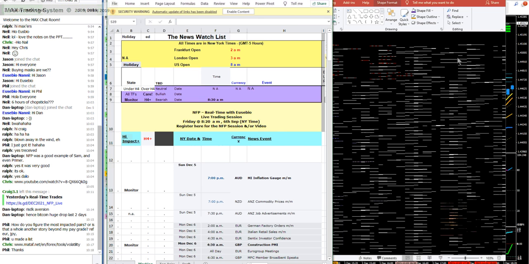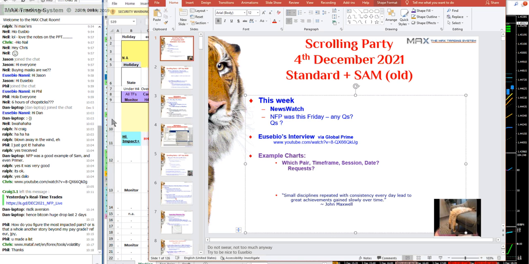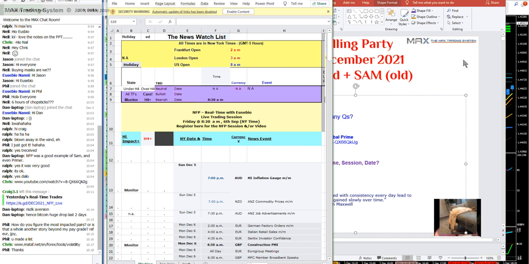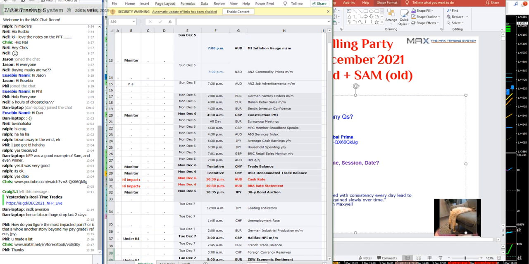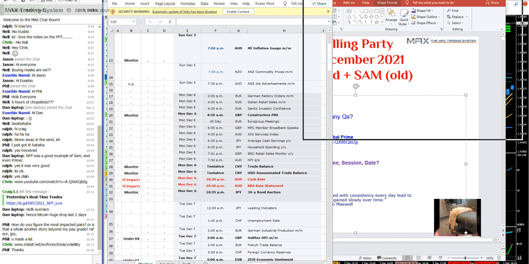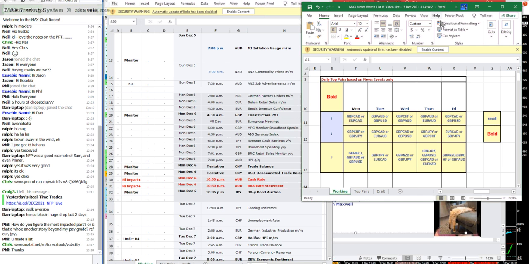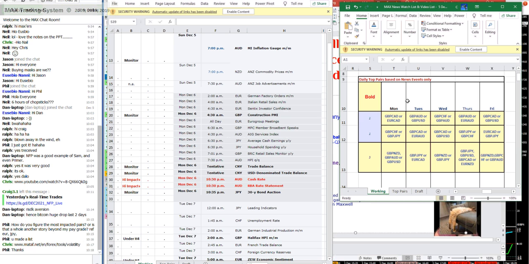Okay, ignore this. I don't know why, but Microsoft tends to go a bit spewy on some of my screens. So we've got the NewsWatch list down here. What we're going to do now is match up the NewsWatch with the top 10 pairs so that we come up with, we as in Eusebio comes up with, a list on a daily basis.